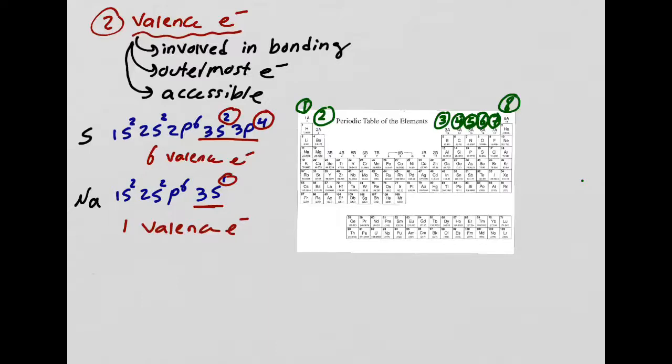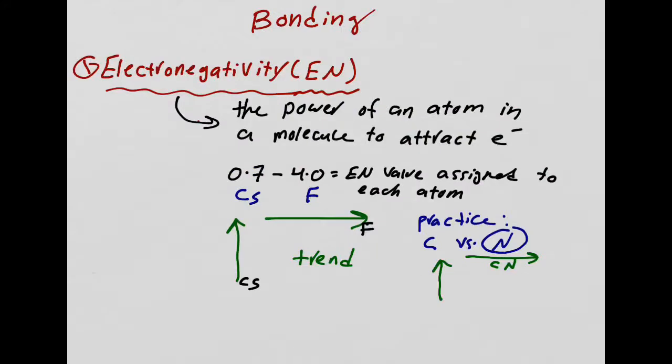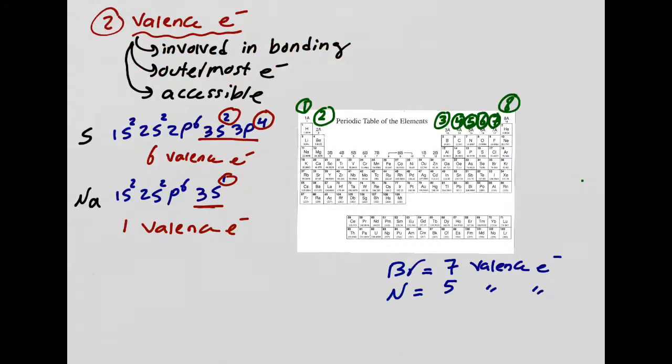Let's do a practice problem right now. Answer fast. Br, how many valence electrons does Br have? Hopefully you're saying that Br has 7 valence electrons. Good job. Ready for the next one? Nitrogen. How many valence electrons does nitrogen have? Yes, it has 5 valence electrons. So you have to remember valence electrons and electronegativity in order to do bonding, which we will continue next time. Nice job.